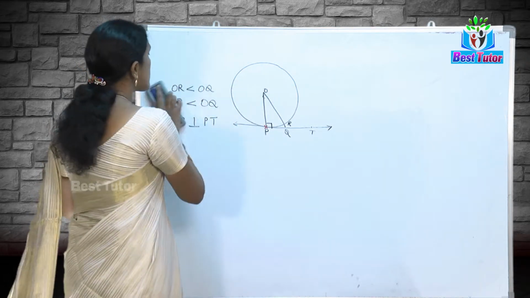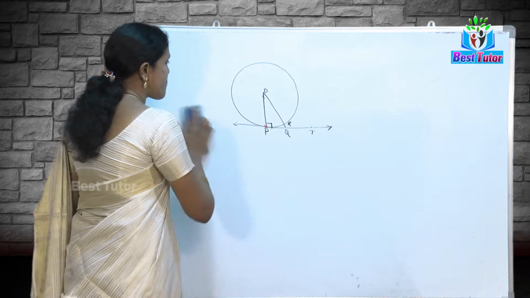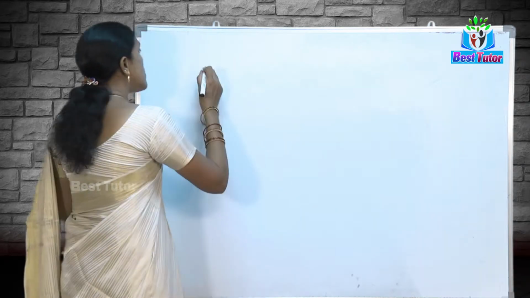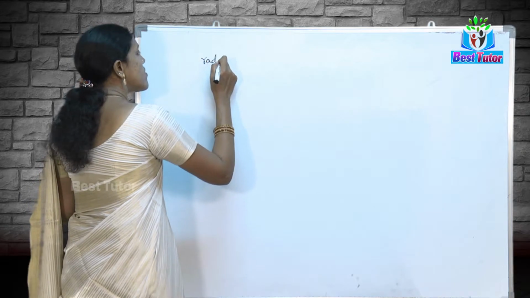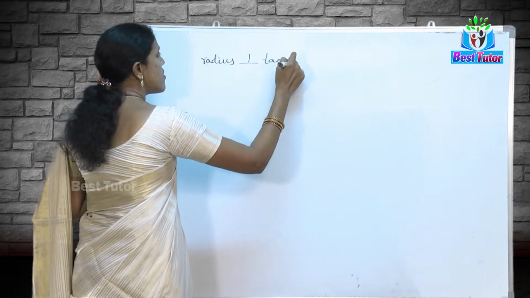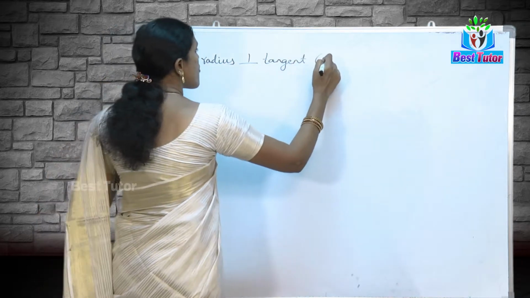This is the first theorem we have learned today. The theorem states that the radius is perpendicular to the tangent at the point of contact.